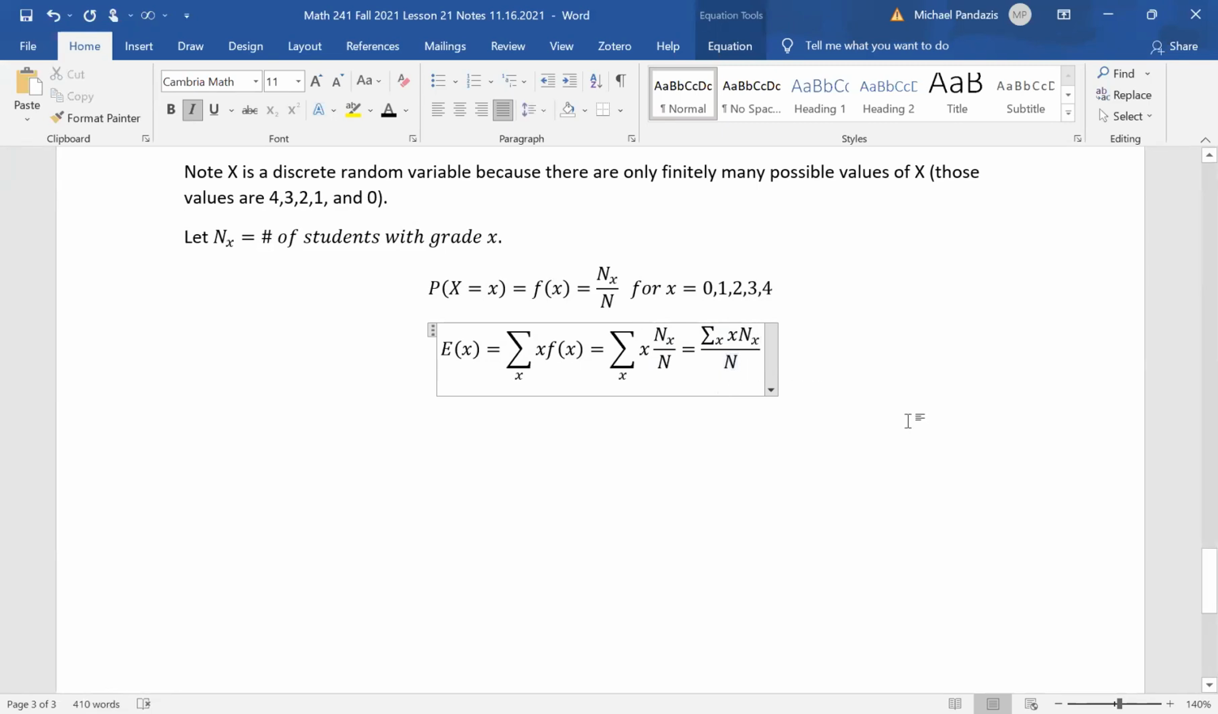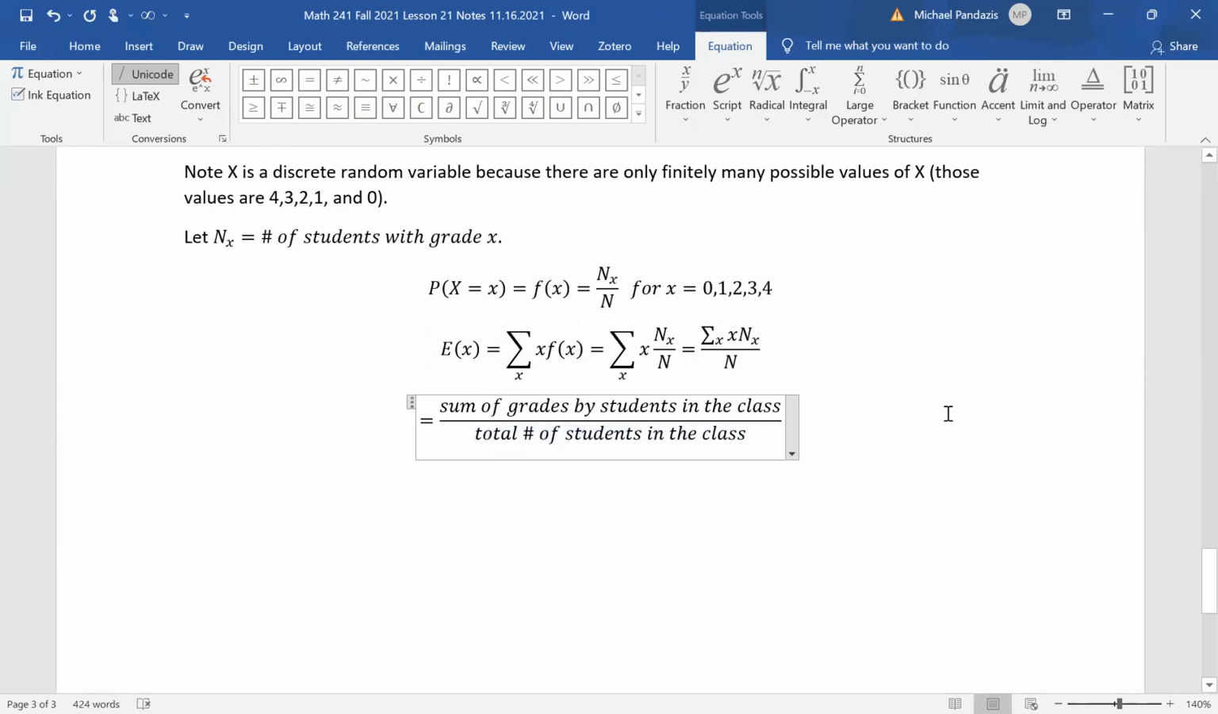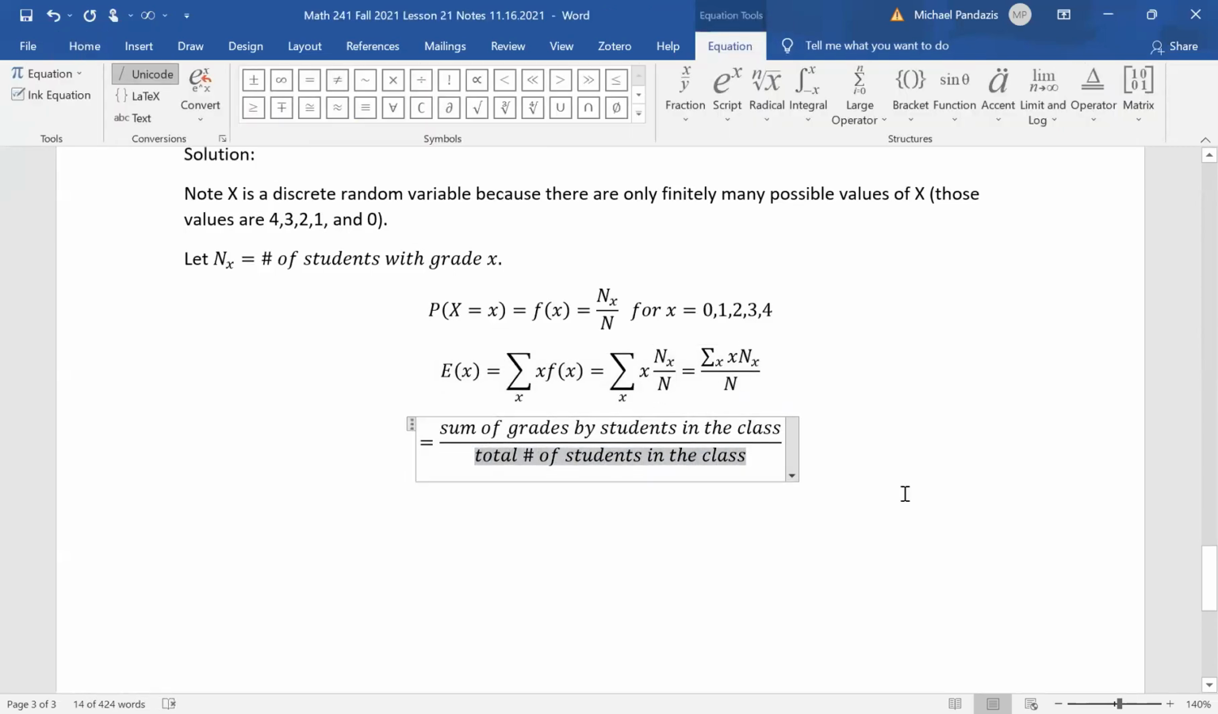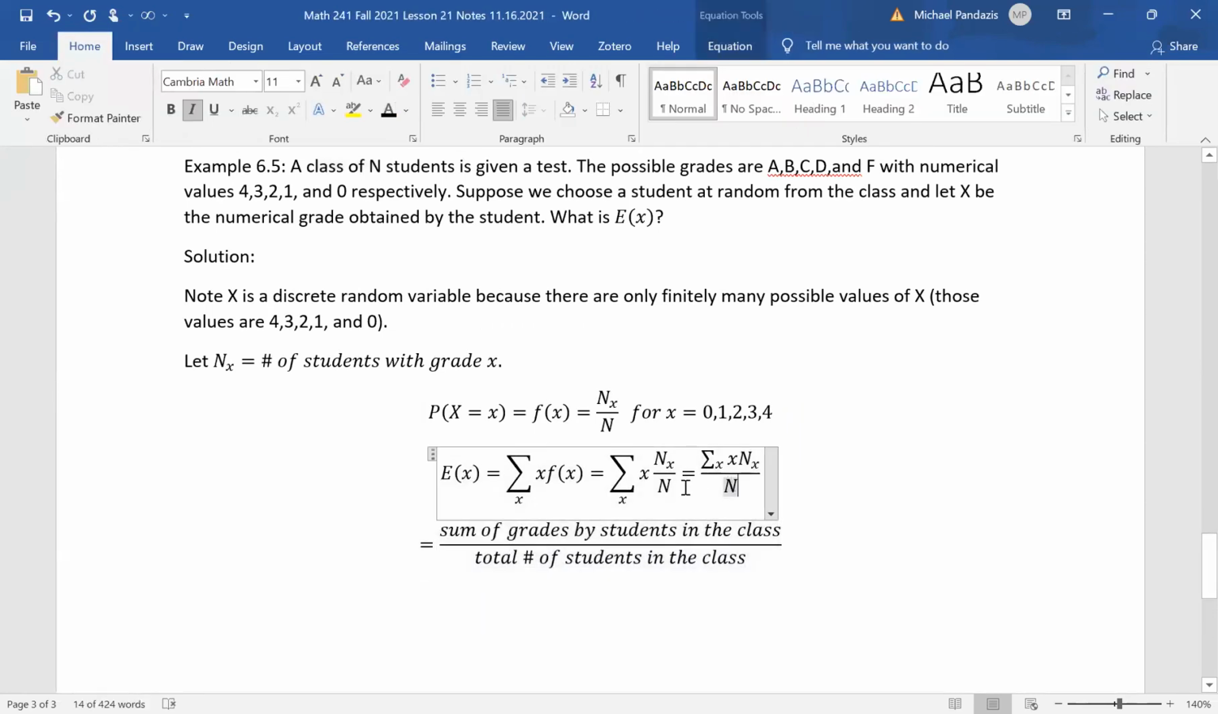Okay, so that expression is equal to the sum of the grades by students in the class divided by the total number of students in the class. Okay, so capital N is already the total number of students in the class by assumption. A class of N students means there are a total of capital N students.